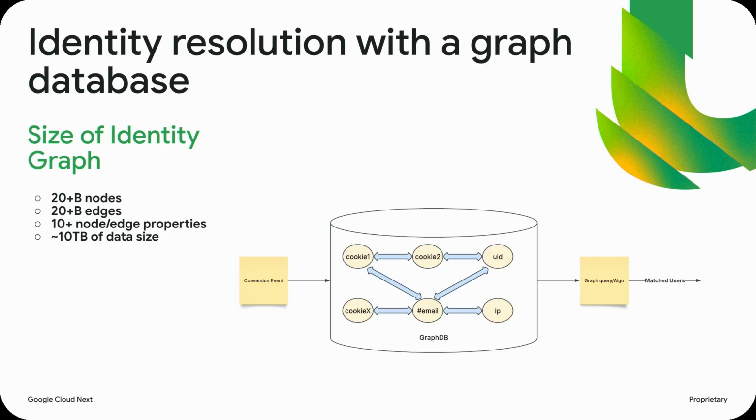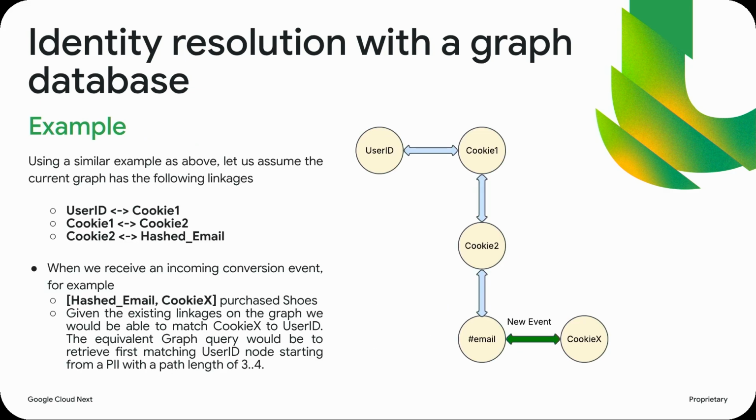So a little bit about the size of the identity graph at Snap. So we have over 20 billion user nodes. So these are the personal identifiers I talked about, like hashed email, cookies, IDFAs. Edges, these are the relationships between them. And these come from both real-time events as well as linkages that we get after offline processing. We have over 10 node and edge properties, and the total size of the graph goes over 10 terabytes.